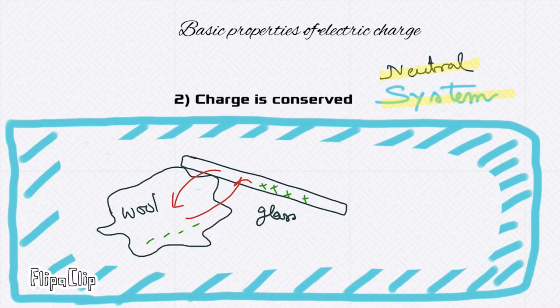So we can say that there is no creation of charge in it. Charge cannot be created. Charge can only be transferred from one place to another. So electrons are transferred from the glass to the wool. So the wool is a negatively charged object now, and the glass is a positively charged object. But the whole system is still neutral because the amount of charge transferred would be the same. The system consists of wool and glass. So even if the wool and the glass are both separately charged, that doesn't make any difference to the system as a whole. The system would be neutral. So we can say that charge is conserved. For a given system, we can say that charge is conserved.